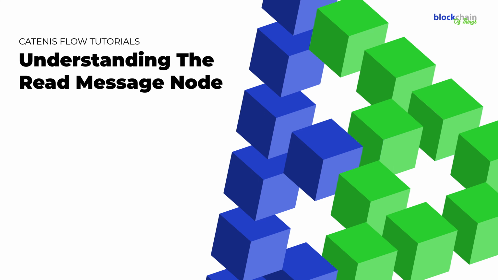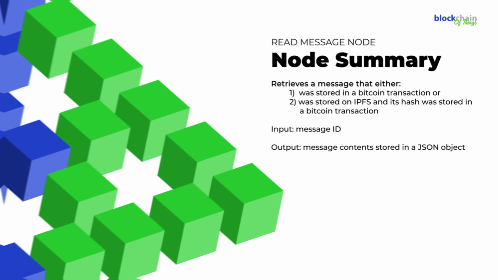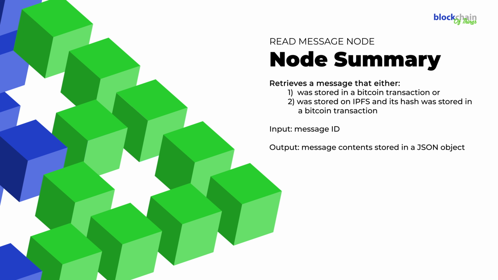This tutorial will teach you everything you need to know about the read message node. The read message node retrieves a message that was either inserted into a Bitcoin transaction or that had its hash inserted into a Bitcoin transaction and its contents placed on IPFS. This node takes the ID of the message you wish to retrieve as input and returns a JSON object containing the message's content. Let's go through each Properties panel field to review what each property is for.